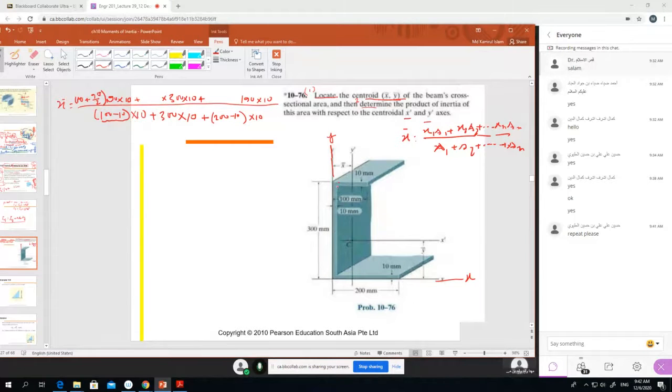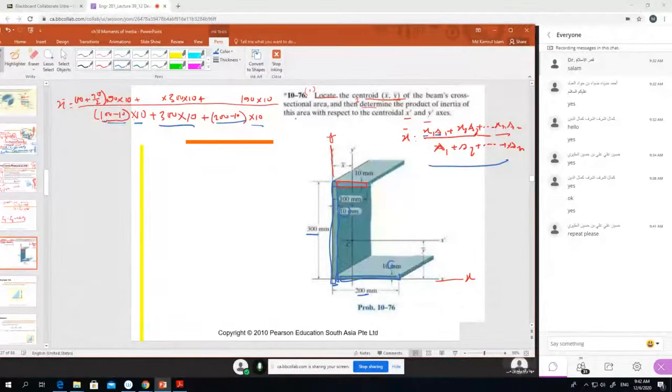x1 means area 1. So area 1 is 100 minus 10, into 10. Area 2 is 300 into the thickness 10, so 300 into 10. Plus this one, how much? 200 minus 10, meaning 190 into the thickness 10. So this is area 3. This part is written already.